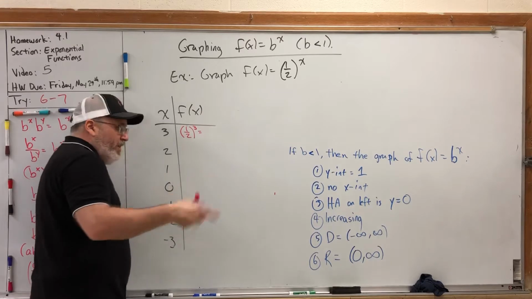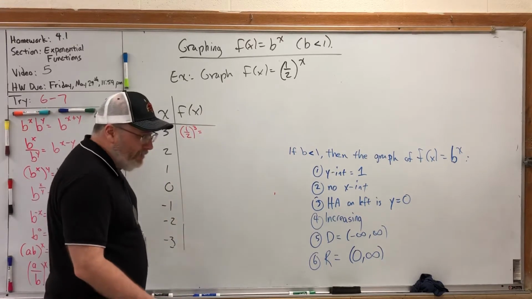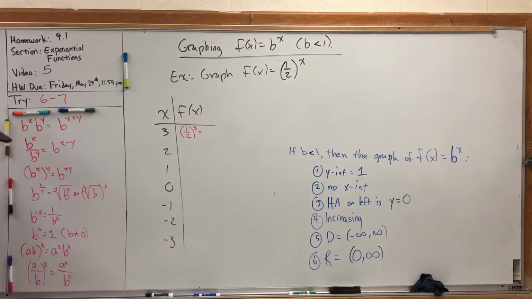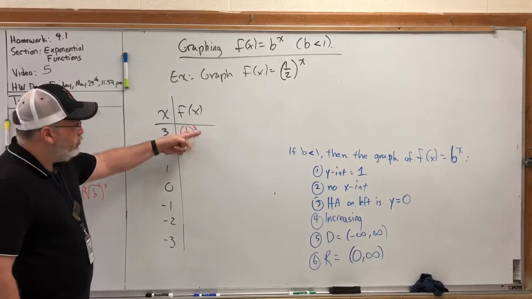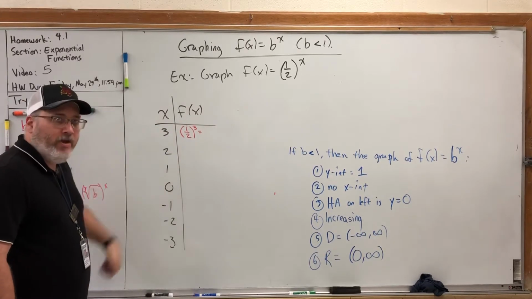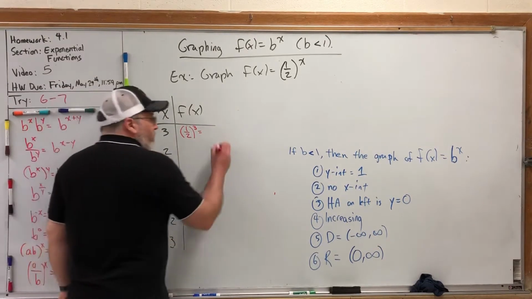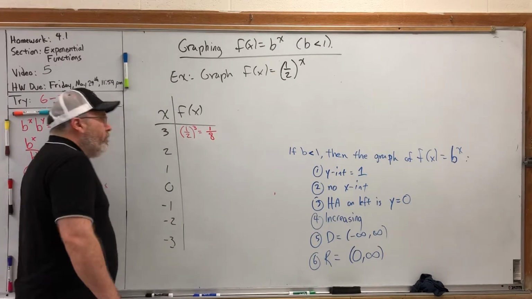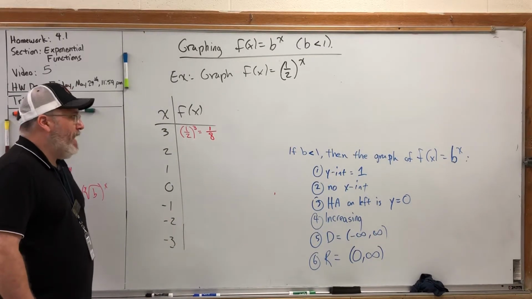Well, if we multiply 1/2 times 1/2 times 1/2, oh wait a minute, we don't have to do that. We have an exponent rule that says you can distribute a power across a fraction. So we can just distribute the 3 across and give it to the 1 and to the 2. 1 to the third power is 1, but 2 to the third power is 8. So 1/2 to the third power is 1/8.